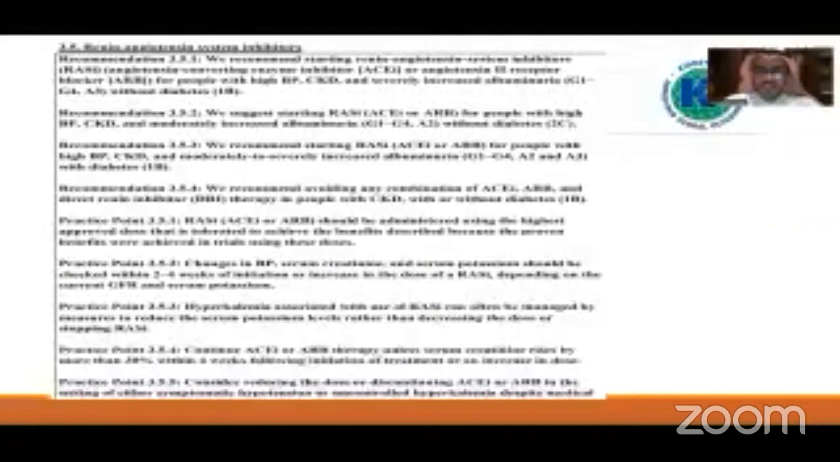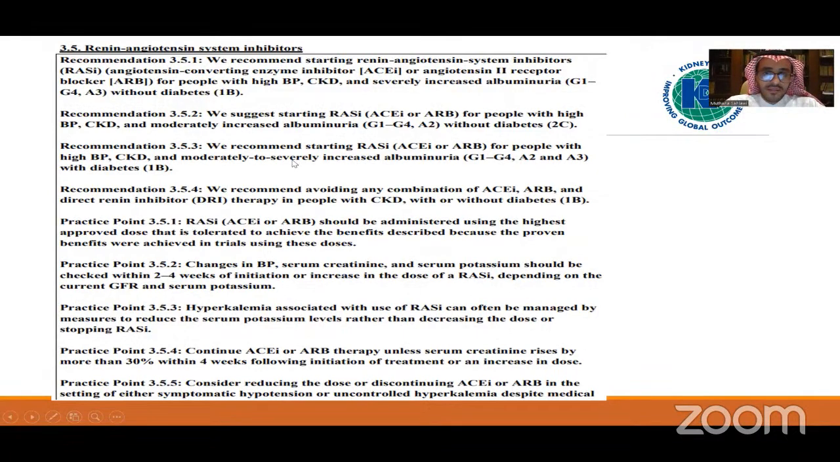Because of their proven efficacy in slowing the progression of CKD and in decreasing the cardiovascular morbidity and mortality, it is recommended, of course, to avoid combining ACE inhibitors or ARBs, and when prescribed, it has to be titrated up to the maximum tolerated dose with creatinine and potassium being checked after 2 to 4 weeks of initiation.